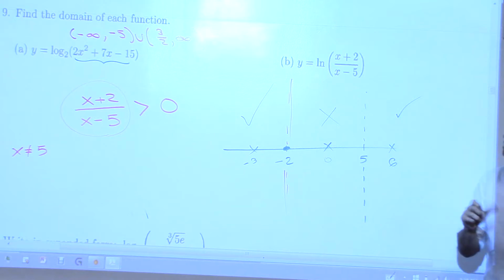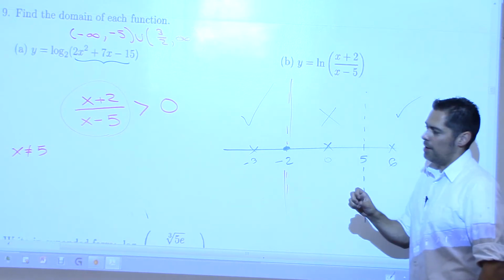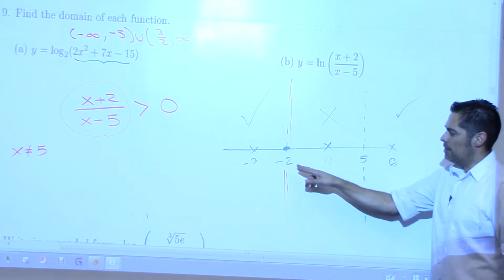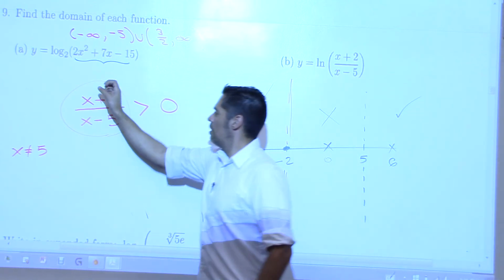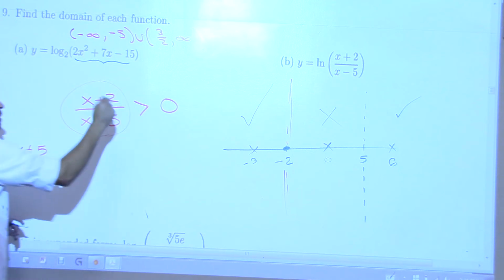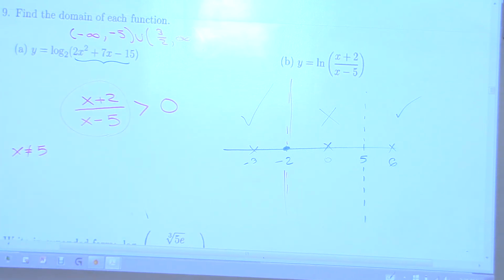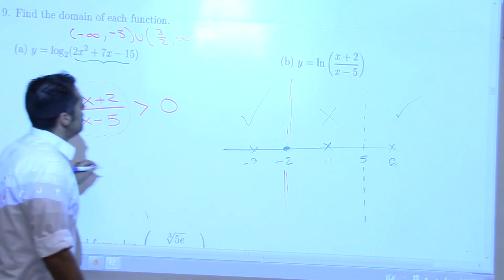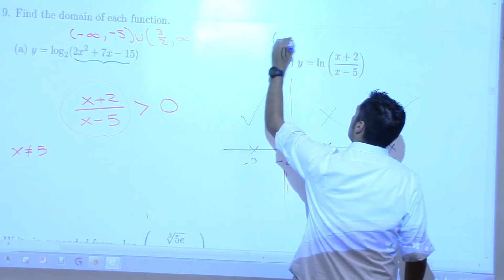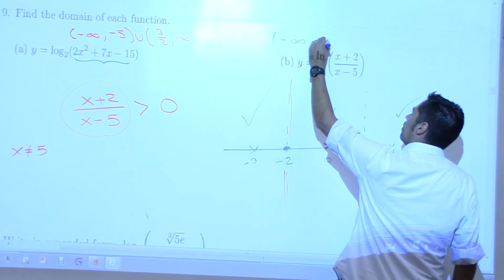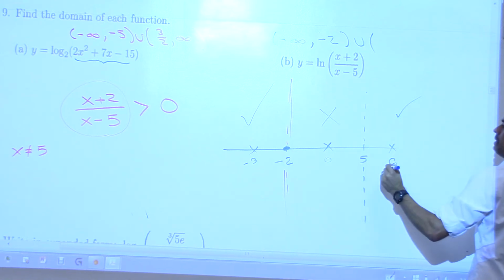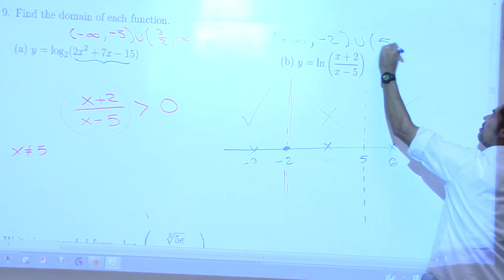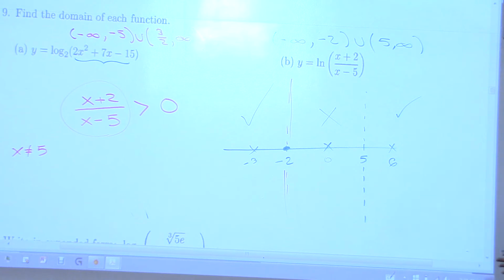Why not equal to? Because it's equal to 0 at that point. Yes, if I plug in -2, I'm going to get 0 over this. 0 is not bigger than 0. Right, so that would not work. So my domain over here would be everything all the way up to -2, union 5 to infinity. Make sense?